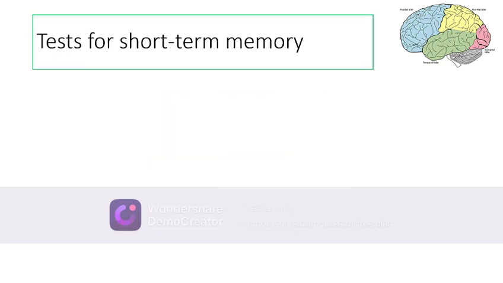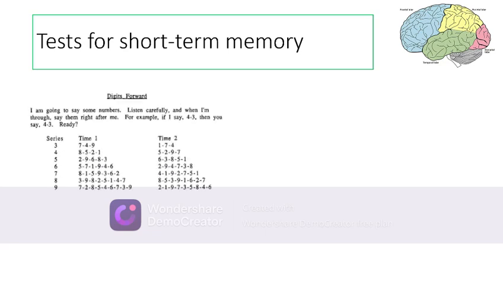Now, what are the tests for short-term memory? There are many tests. Among them, two have been shown here. A very common one is the digit span test, which can have two variants, digit forward as well as digit backward. Let us see an example, as shown in this picture. The doctor tells three digits: 7, 4, 9. In the digit forward variety, the patient is expected to answer 7, 4, 9. Whereas in the digit backward variety, the patient has to answer 9, 4, 7.